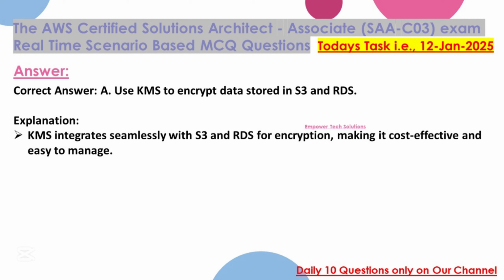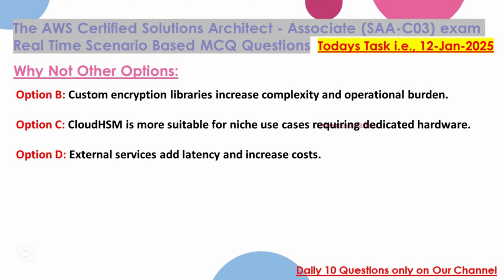Correct answer: A. Use KMS to encrypt data stored in S3 and RDS. Explanation: KMS integrates seamlessly with S3 and RDS for encryption, making it cost-effective and easy to manage. Why not other options? Option B. Custom encryption libraries increase complexity and operational burden. Option C. CloudHSM is more suitable for niche use cases requiring dedicated hardware. Option D. External services add latency and increase costs.